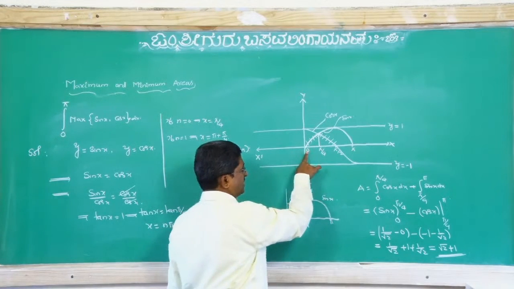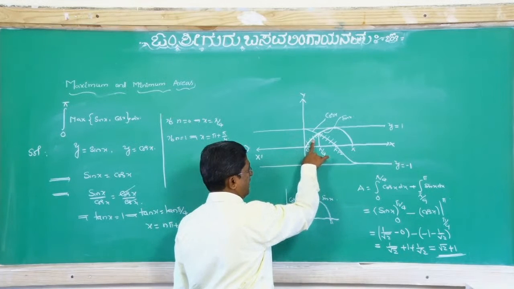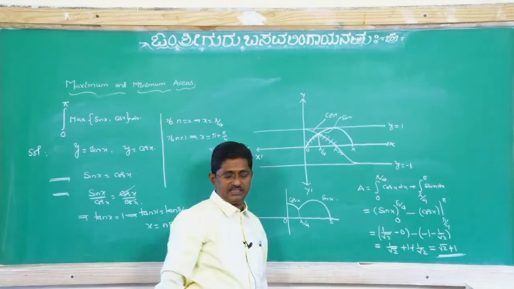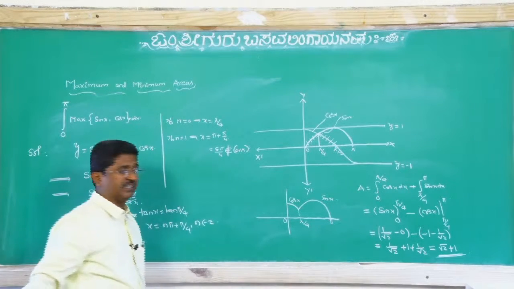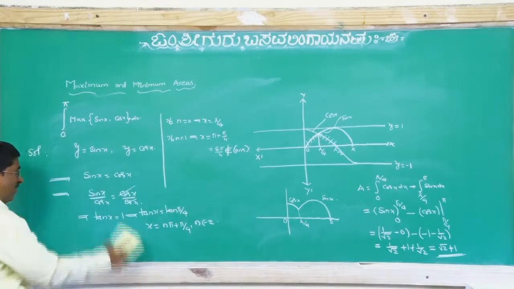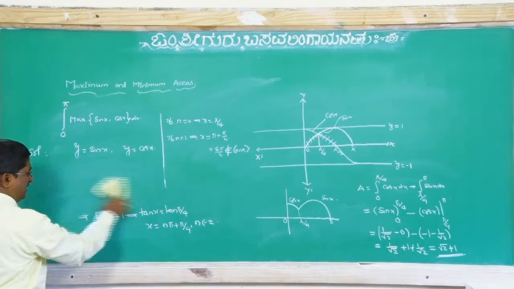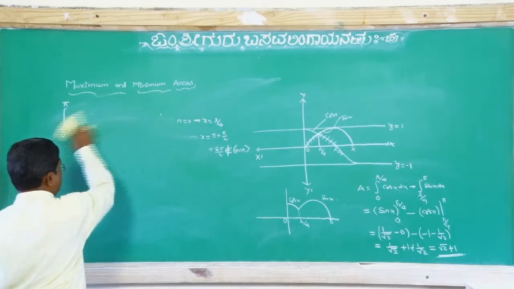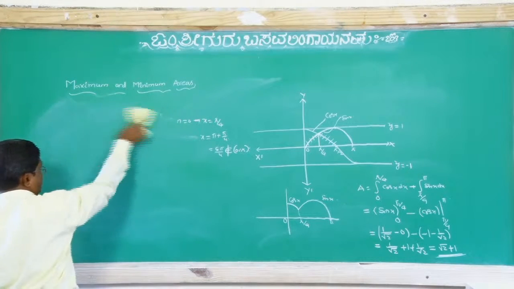The minimum area of this function is 0 to pi by 4 sin x, and pi by 4 to pi cos x only. Right? So be careful, this is also a very good problem. The next question is a little bit difficult but a very good problem. It will take time, and a little bit of patience is also required.